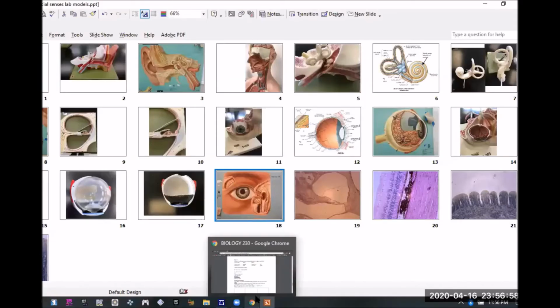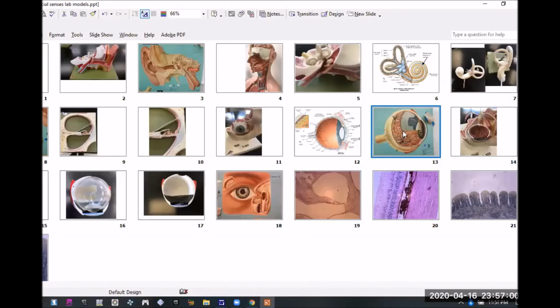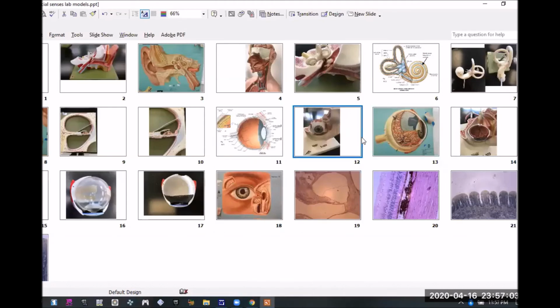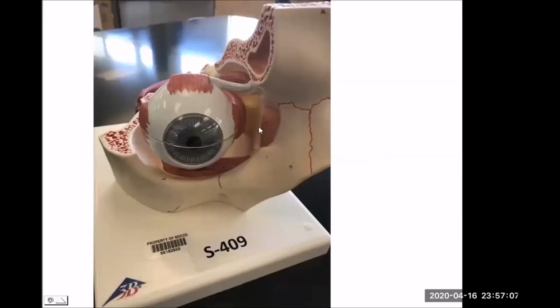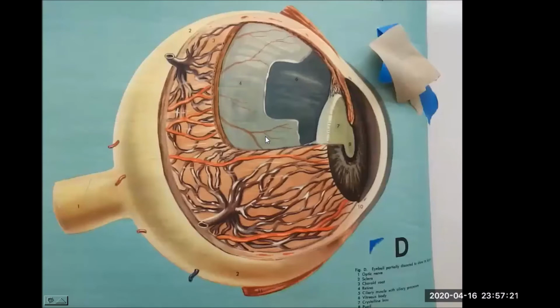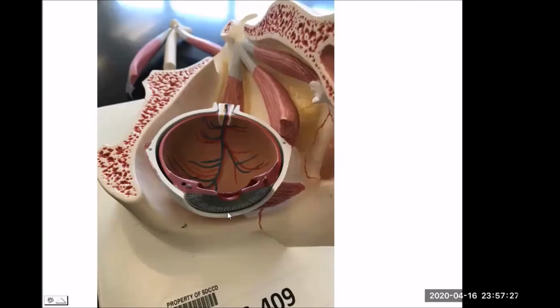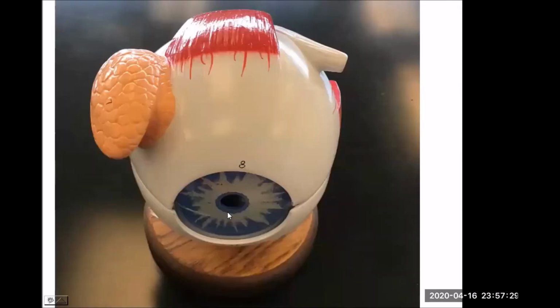So we have the various models and posters that we'll use for this section. So of course here we see just the fibrous tunic, sclera, the cornea. Since the cornea is transparent, we can see internally into the iris. We went through this chart, it has multiple features to see from this image. Same for this model here, just opening up the eye.